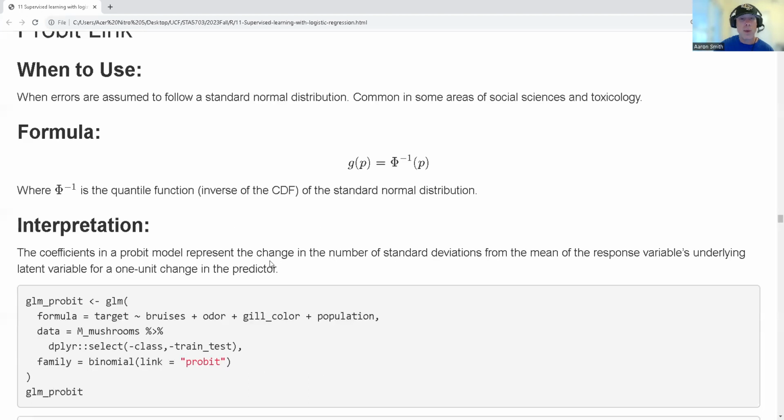And so there, I can look at this equation and I can use the quantiles to connect standard deviations to increases in my predictor variables like that.